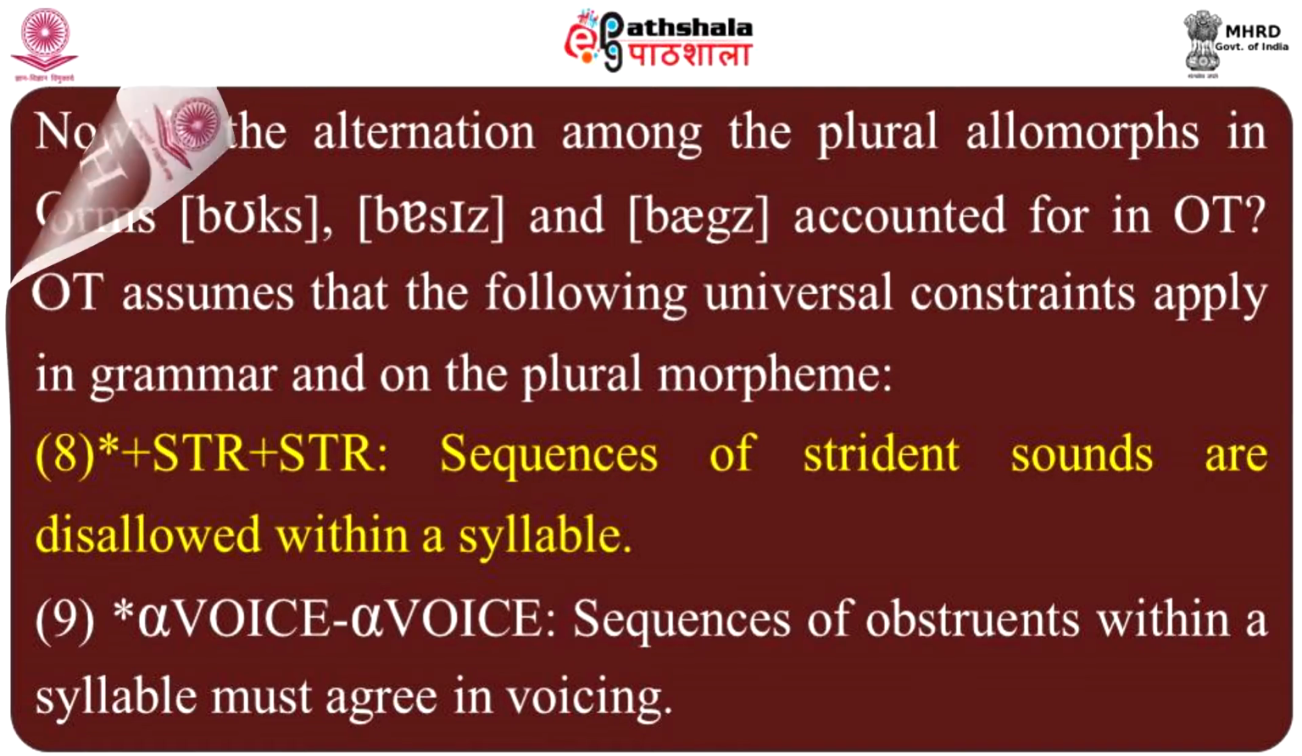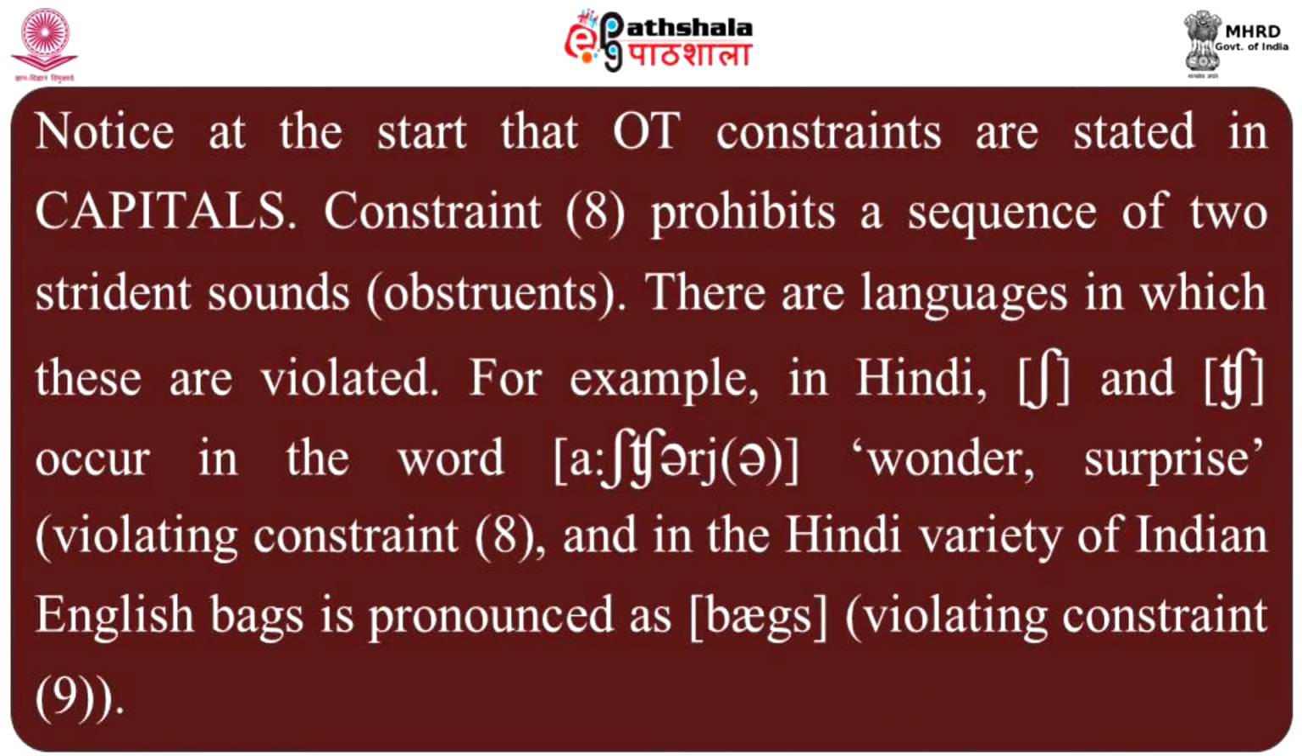The second, sequences of obstruents within a syllable must agree in voicing. So if there are obstruents such as plosives, or fricatives or affricates, and if they occur adjacently, then they must be both either voiceless or voiced. Now, if you look at the way these constraints are stated, notice at the start that they are always stated in capitals.